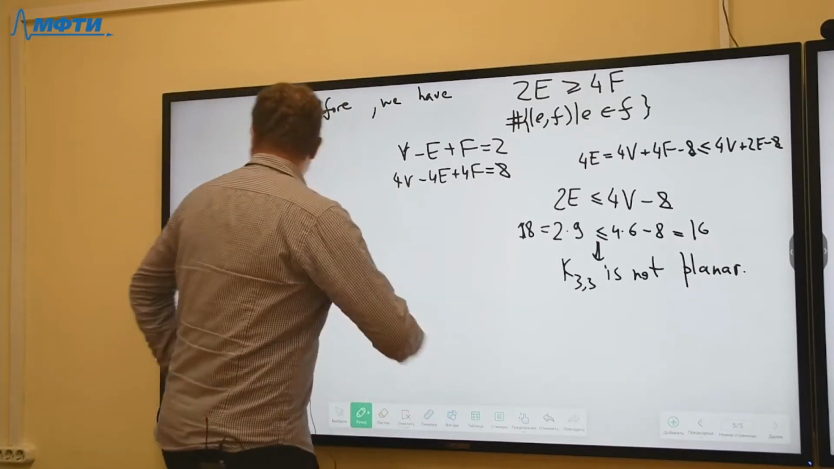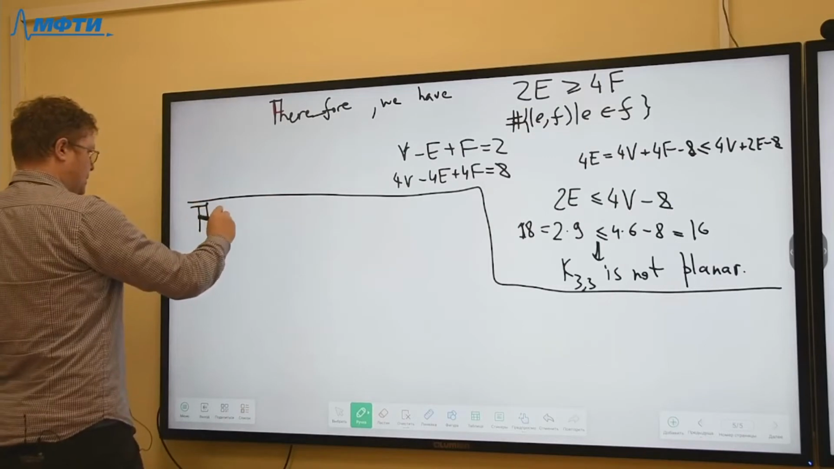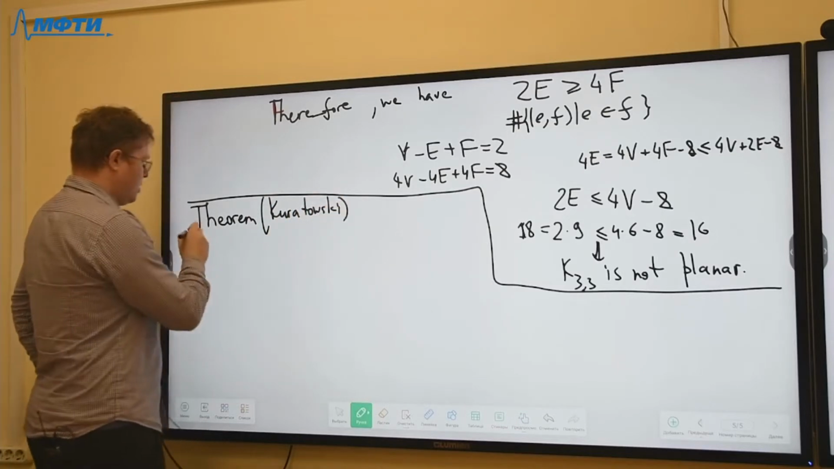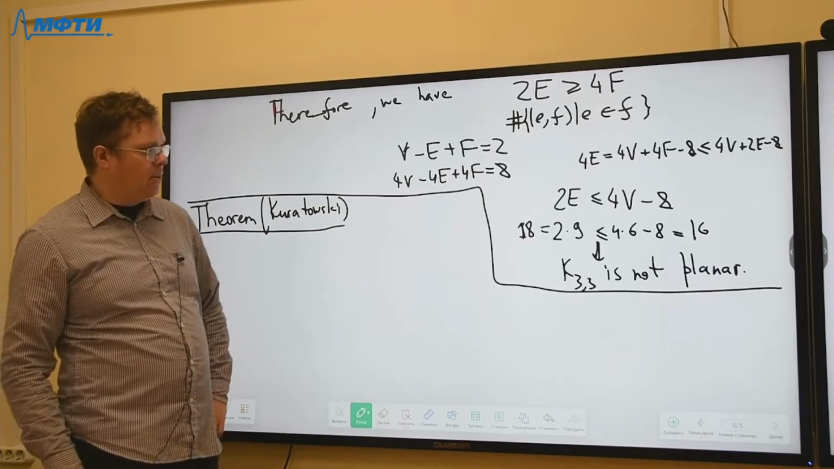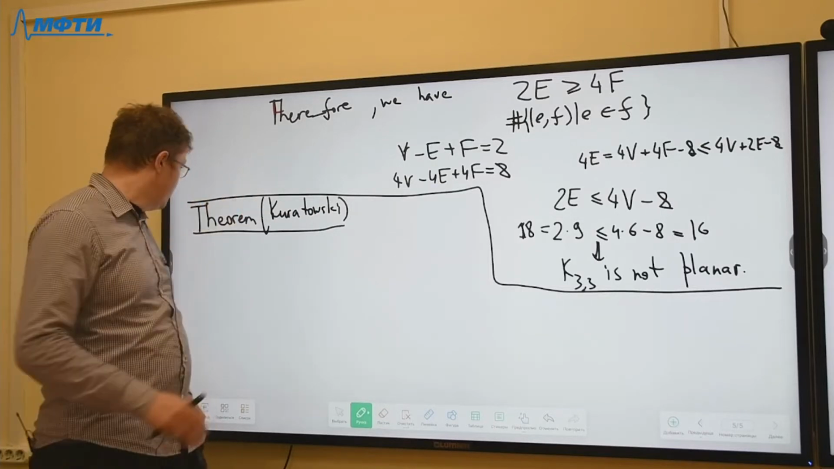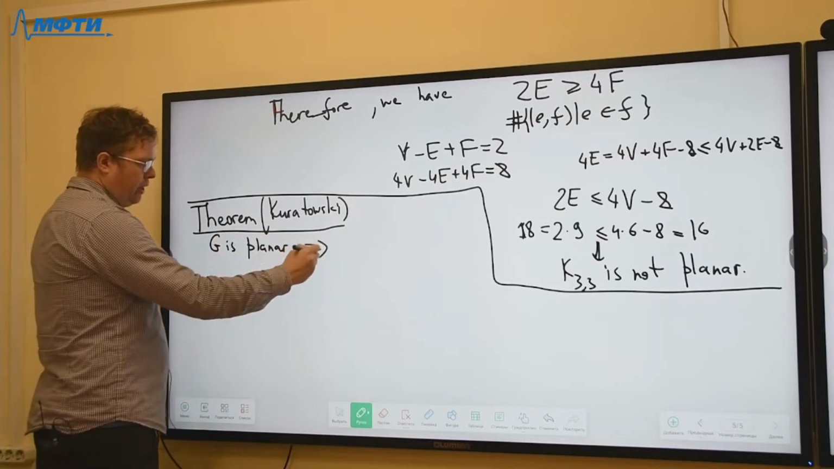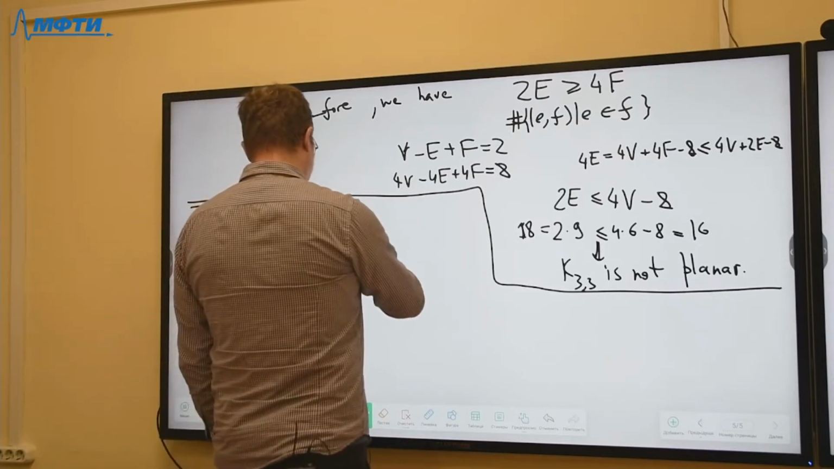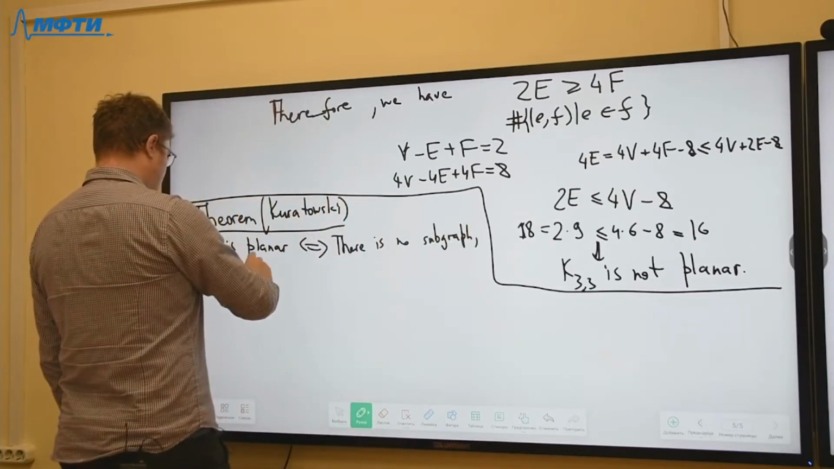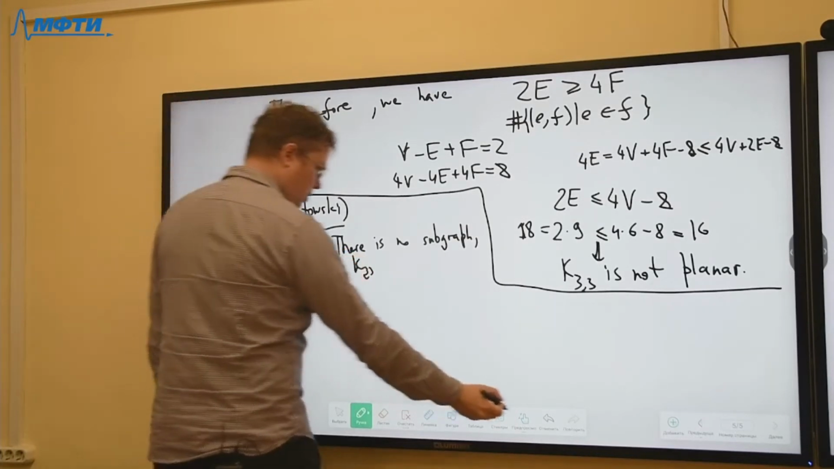So what about the general situation? Actually, there is Kuratowski's theorem, which states the exact criterion for a graph to be planar. I will give the statement and then try to explain what it means. A graph G is planar if and only if there is no subgraph homeomorphic to K3,3 or K5.